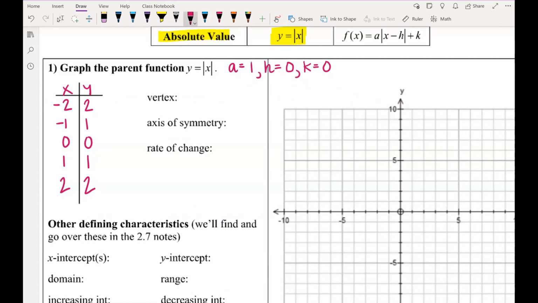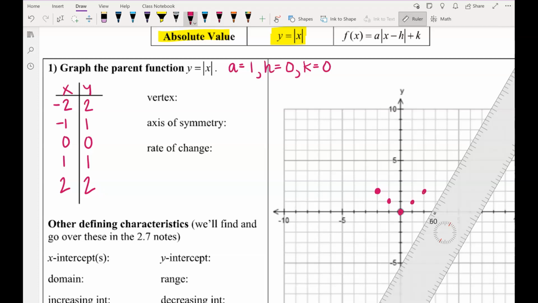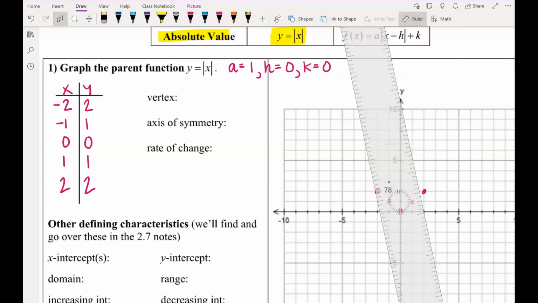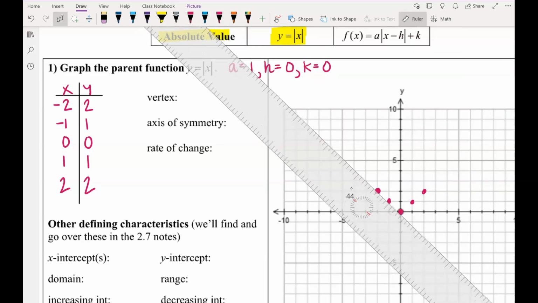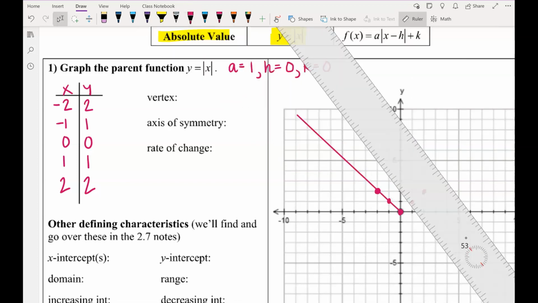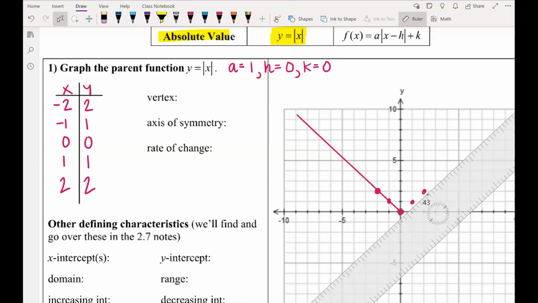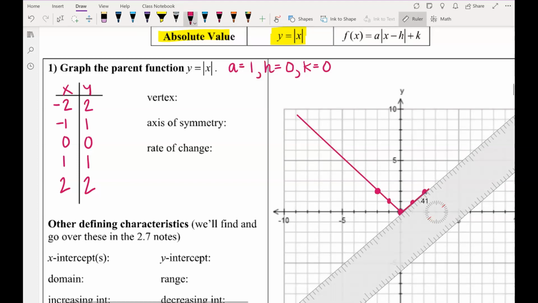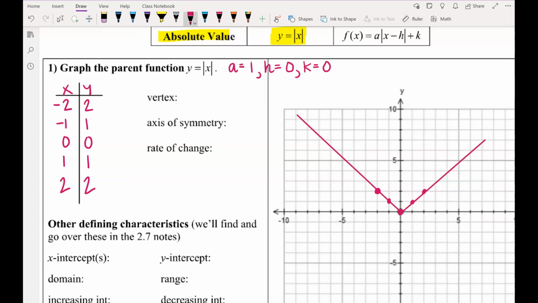Negative 2, go up 2, negative 1, up 1, 0, 0. Okay, and then bust out your straight edge. It's a V shape. I want you to put arrows on the ends.